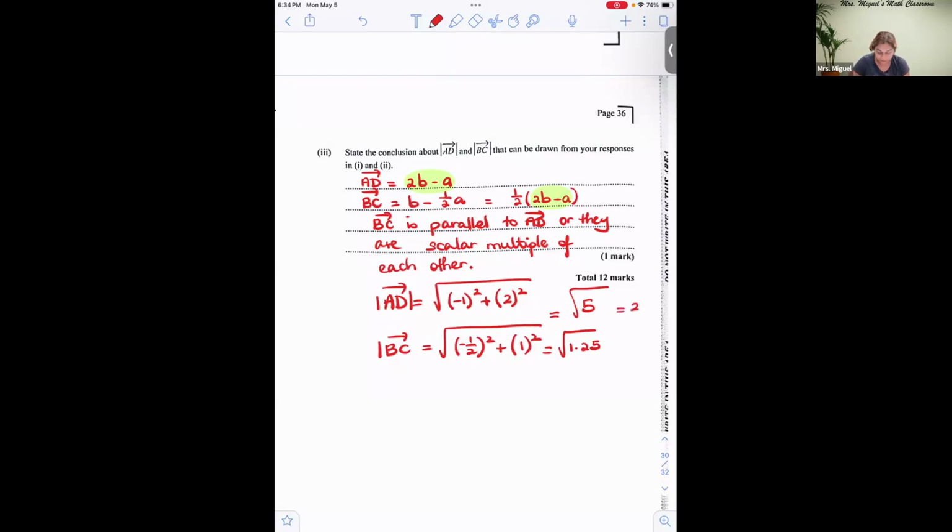The square root of 5 is 2.2. The square root of 1.25 is 1.1. So we could say the length AD is 2 times the length BC. Right? Because actually that is what they want you to say. And from that, you could say that BC is parallel to AD and is only 1 mark, right? So whatever you put in the answer, make sure that it pertains to the question that is being asked.